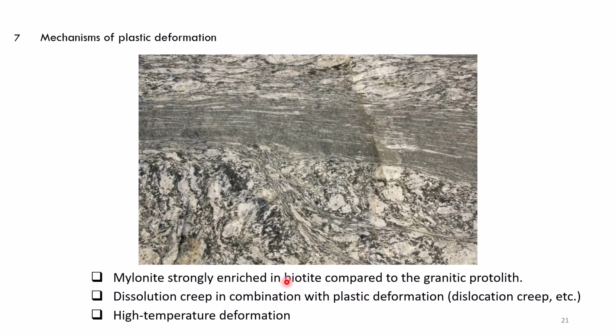Here we see an example how plastic deformation in combination with dissolution creep can affect the nature of rocks. The protolith that we see here in this example is clearly a granitic rock. We see here in this part of the image a fairly undeformed part. Also here a number of large feldspar crystals that apparently still have their initial magmatic shape.